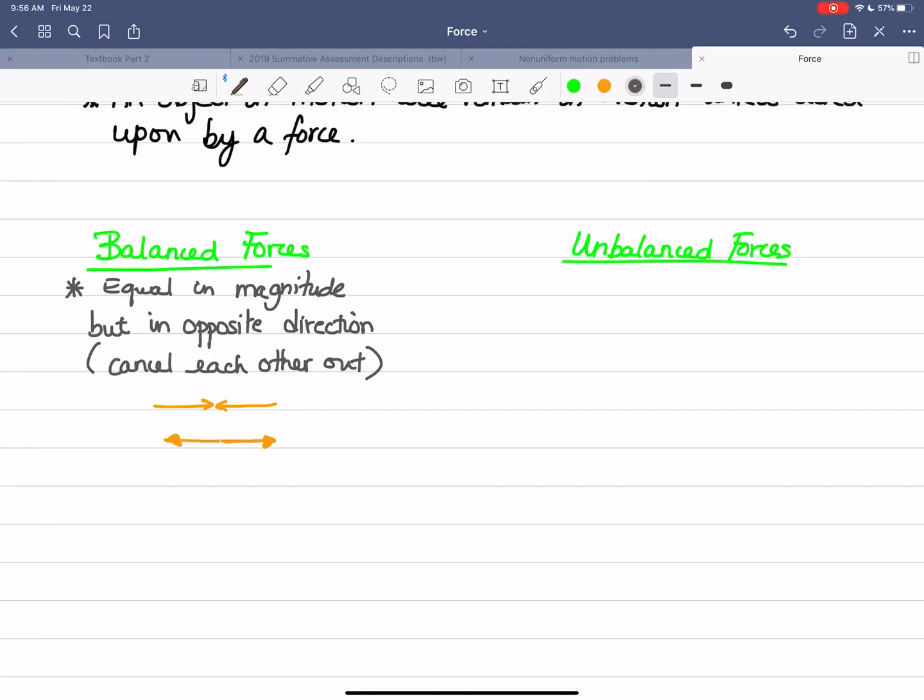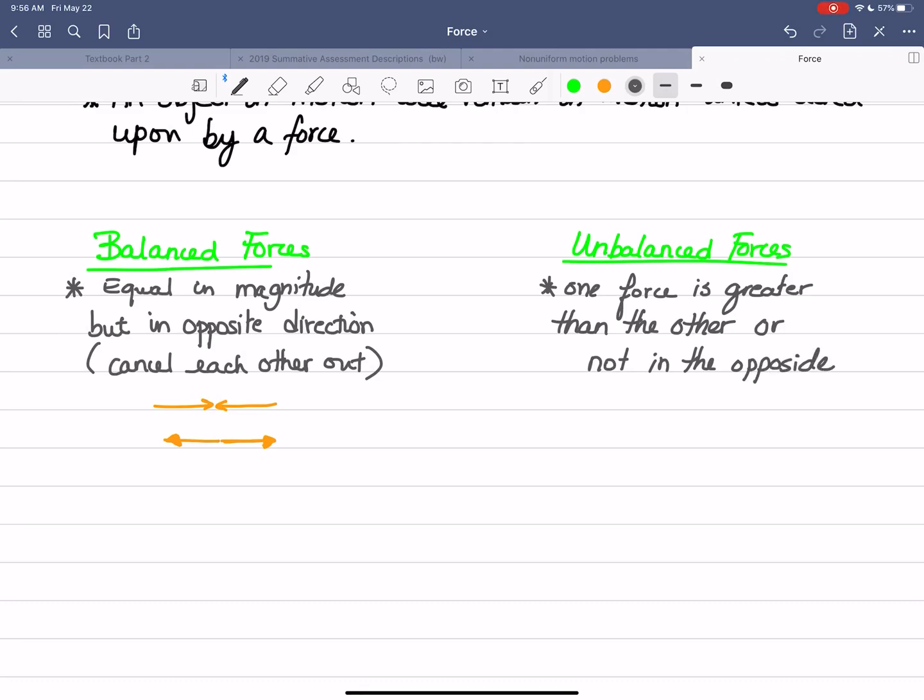Unbalanced forces can happen two ways. Either one force is greater than the other, or they're not in the opposite direction. So here is the example of one force being greater than the other. Okay, and so those are going to be unbalanced.